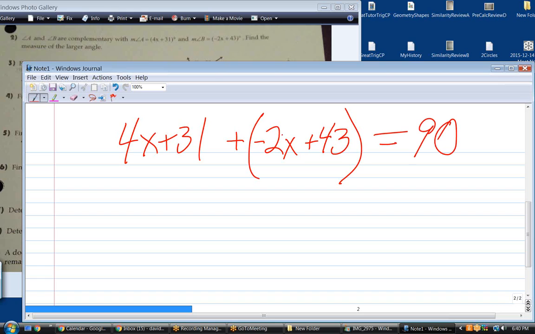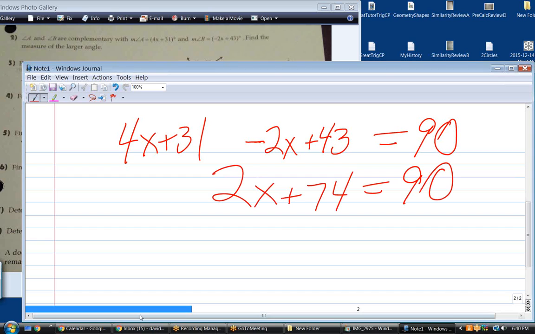Now, when I go to remove the parentheses, this turns into minus 2x plus 43. So when I remove the parentheses, when I have plus minus together, it becomes minus. And now you just need to do what? It's the next step to solve. They want to know the larger angle, so we're going to solve for x. Combine like terms next. So we have 2x plus 74 equals 90.